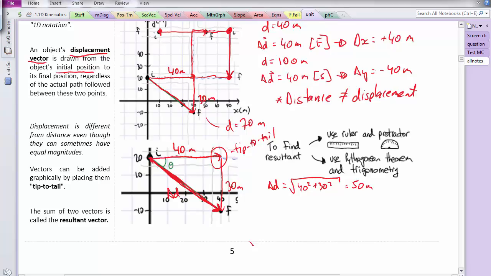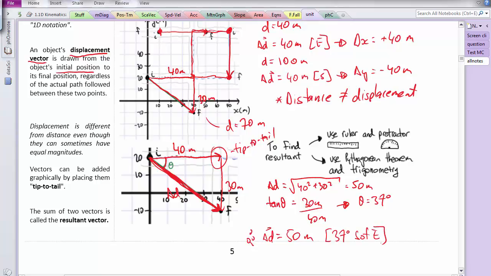So we know the length of this vector is 50 meters, but now this is a vector quantity, so we also need to find what this angle is. And so to do that, we use trigonometry. We know that tan theta is equal to opposite over adjacent, which would be 30 meters over 40 meters. And then you need to do inverse tan, and you get an angle of 37 degrees. Okay, therefore the displacement, delta d with a hat, is equal to 50 meters, square bracket, 37 degrees south of east.